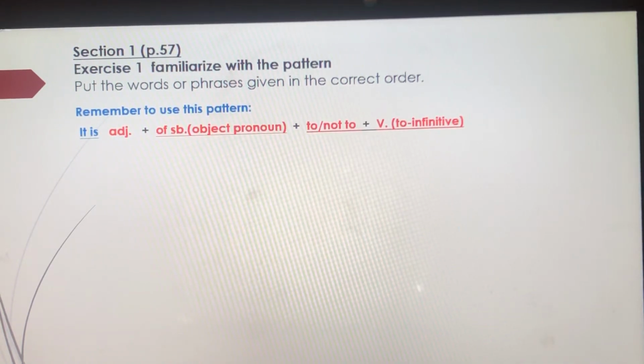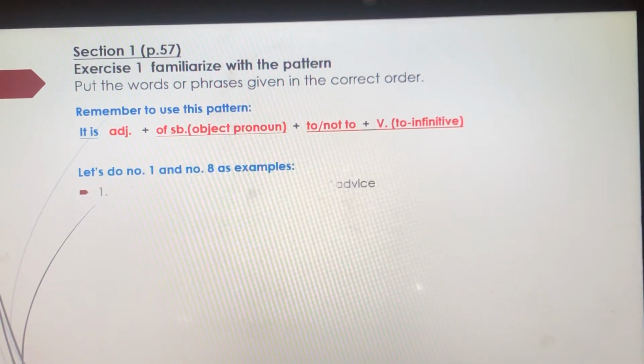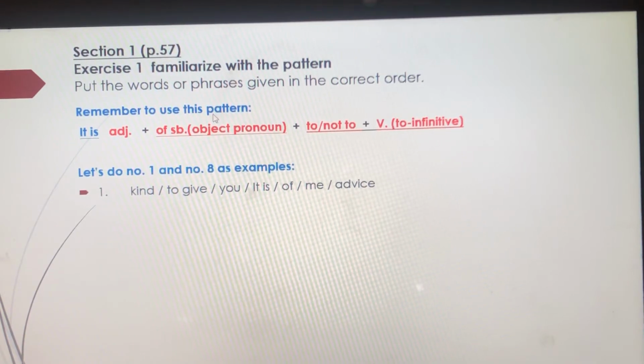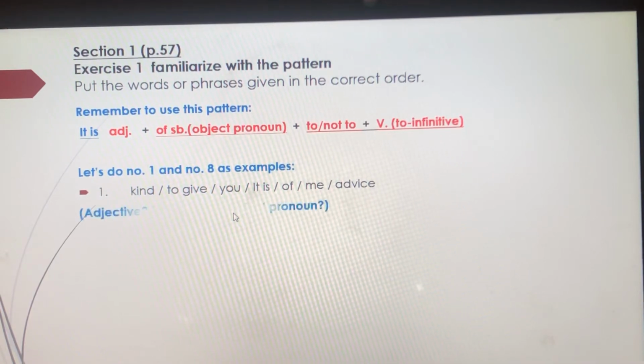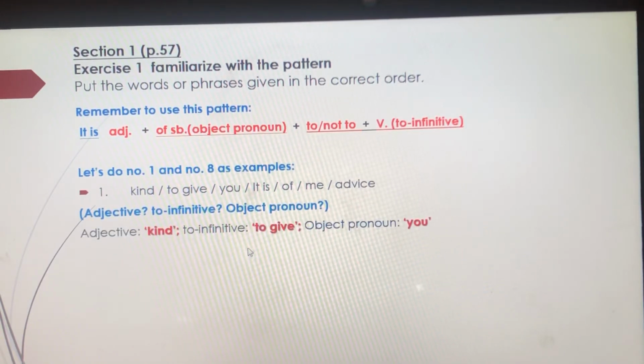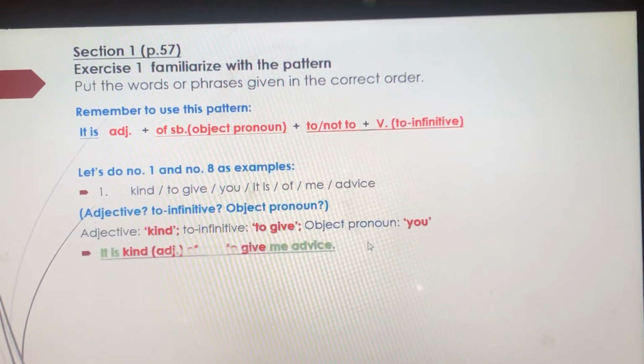Remember to use this pattern. For example, let's do number 1 and number 8. Kind, to give, you, it is, of me, advice. So remember to find the adjective, the to infinitive, and the object pronoun. The adjective is kind, to infinitive, to give, and then object pronoun is you. So we say it is kind of you to give me advice, right?